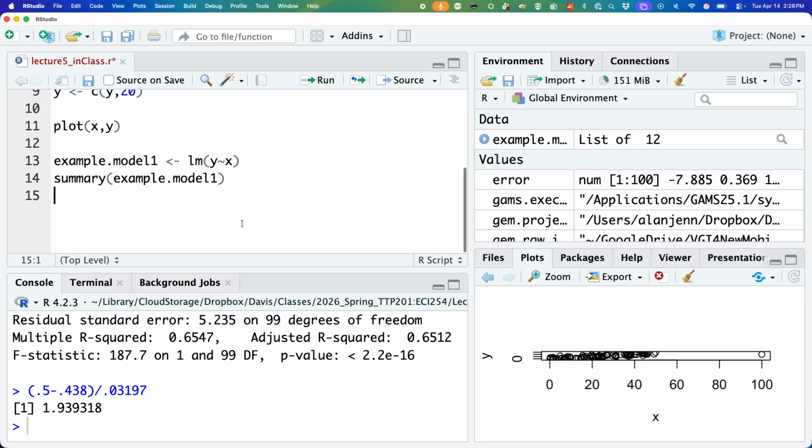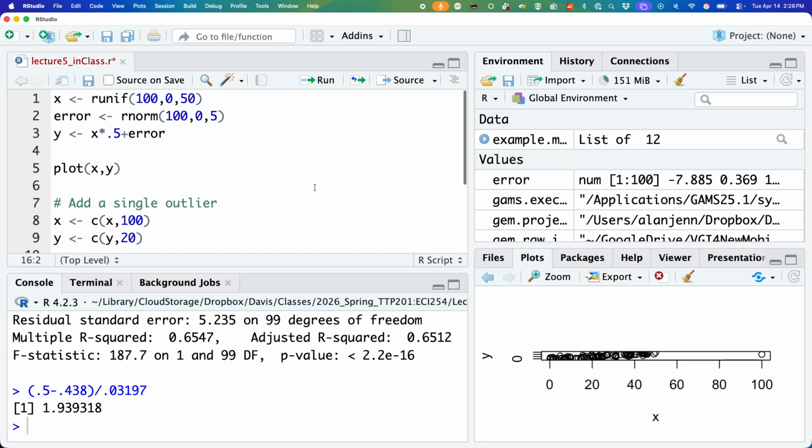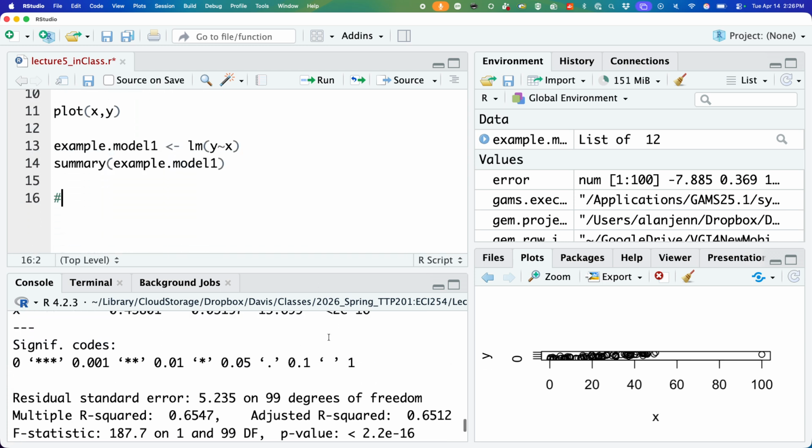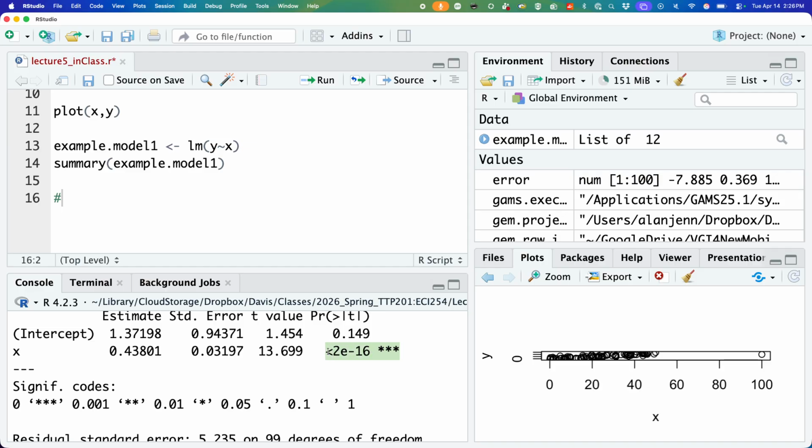Okay. Anyone have any questions about that? Yeah. If the difference between the coefficients is like 2 sigmas apart, then why is the p-value so small? This p-value here is for the hypothesis that the slope coefficient estimated by the model is different from 0.